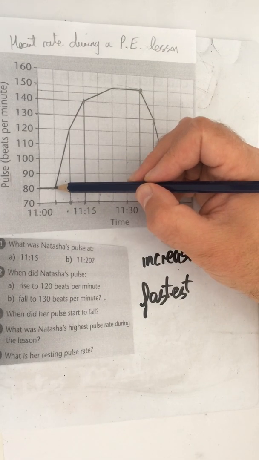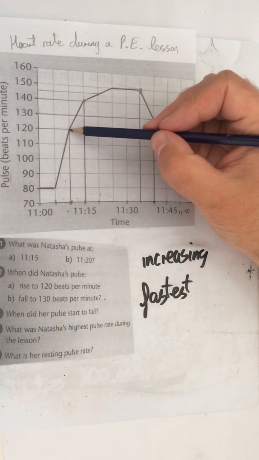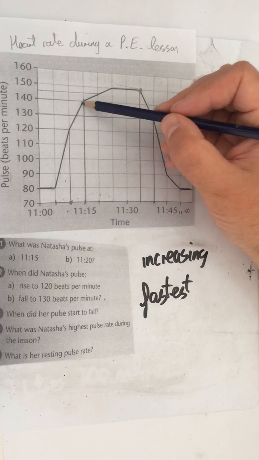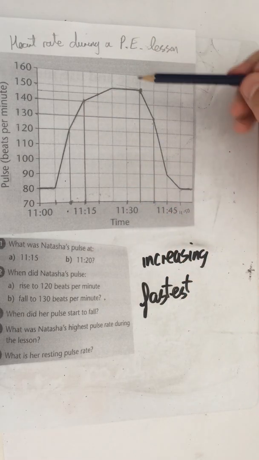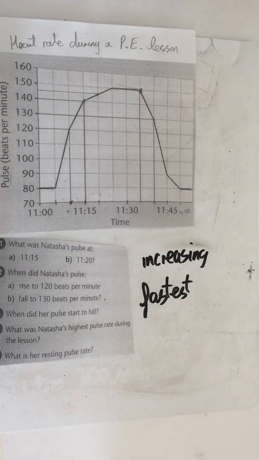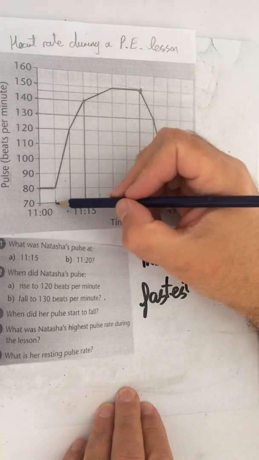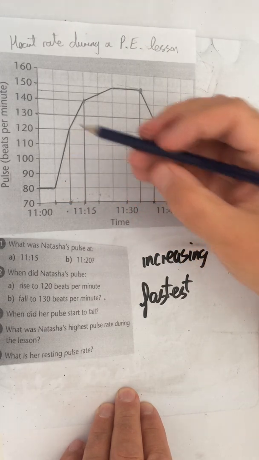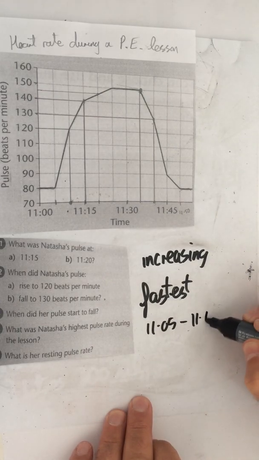If you look, in 5 minutes it goes from 80 to 120. So you can see that is the steepest part there. This is still going up quite quickly here, but this part of the line is not as steep, as it is only going up 20 in 5 minutes. Then that's not very steep at all. It's just increasing gently. And the same again, the time it is increasing the most is between 11:05 and 11:10. That part here, okay? So it's increasing the fastest, 11:05 to 11:10.